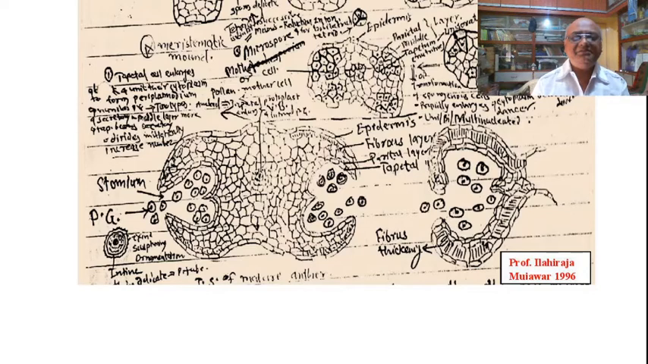The last step in anther development is the formation of the pollen grains or microspores.